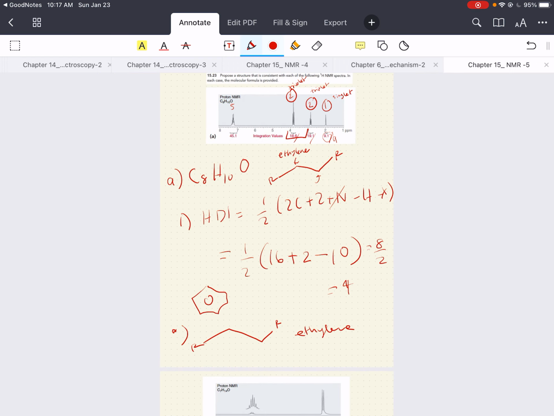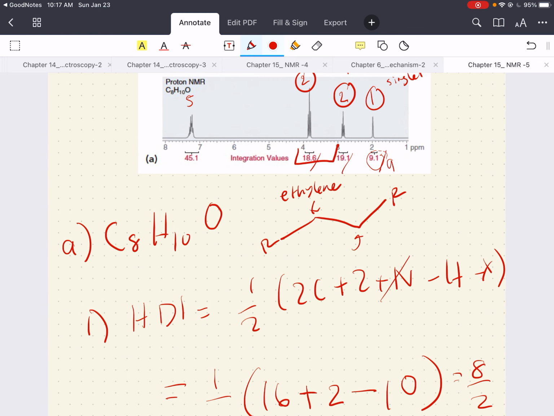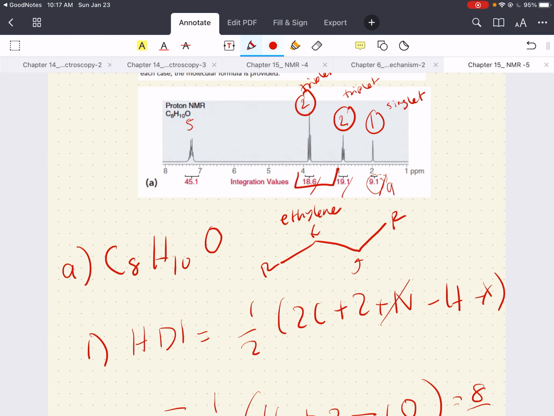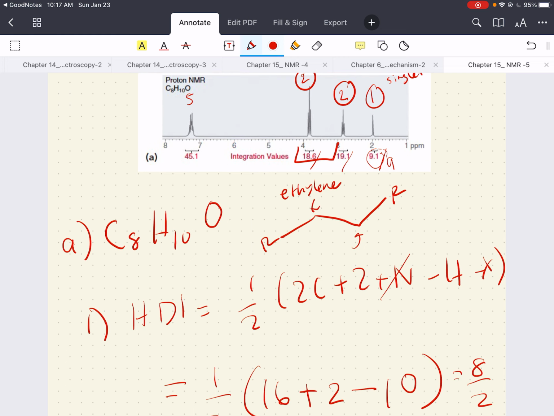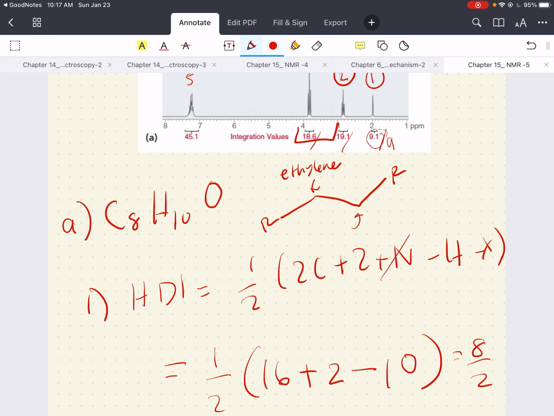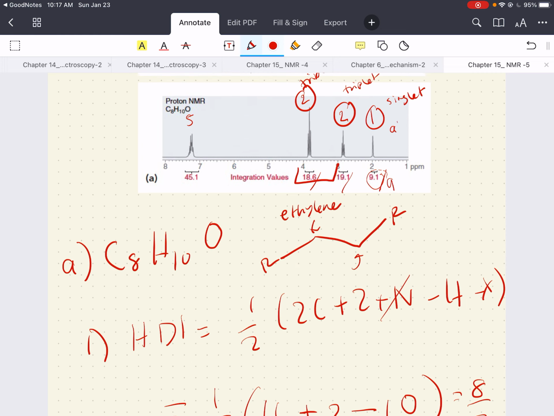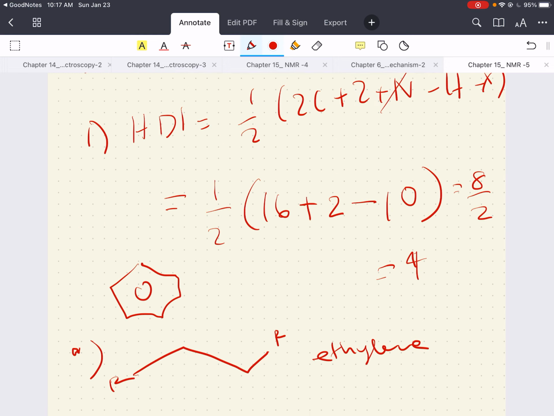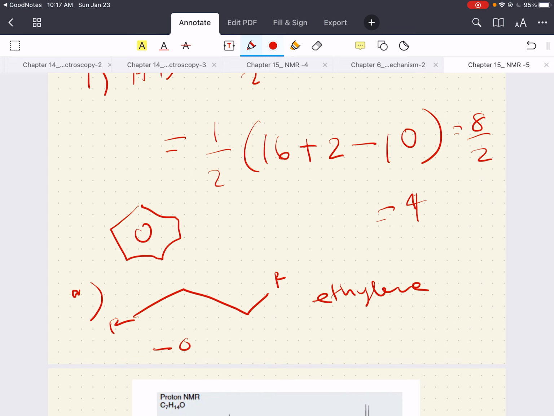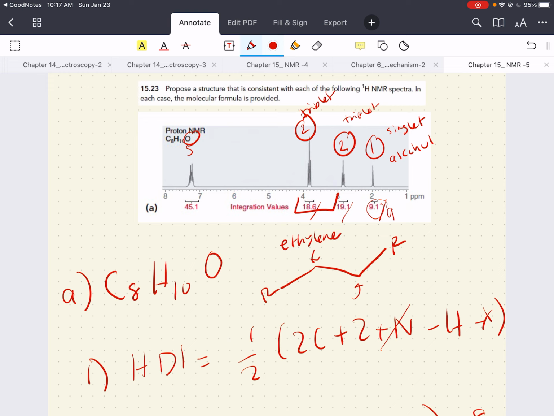We also have this singlet with integration 1, so we'll keep that in mind. There's a hydrogen by itself. That could potentially be an alcohol group, especially considering we have an oxygen. So we potentially have an alcohol group here, so let's write that down. Alcohol groups appear usually anywhere between 2 and 5, so this fits that pattern.